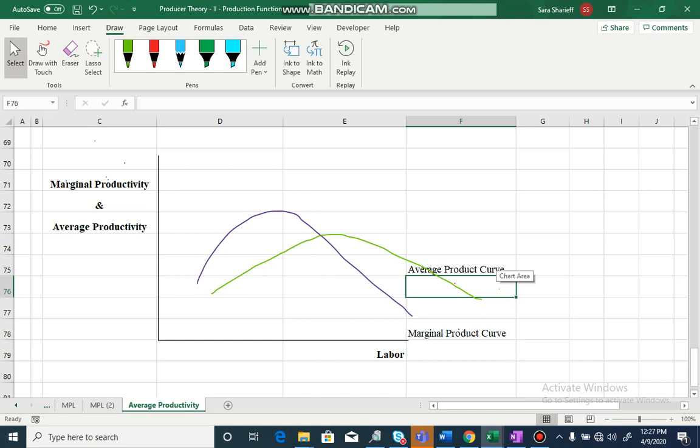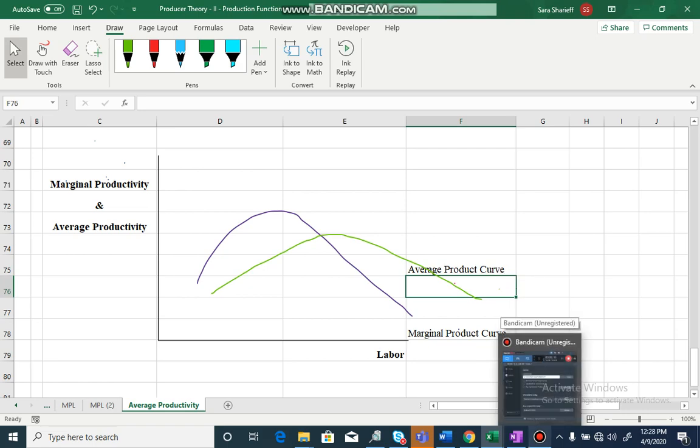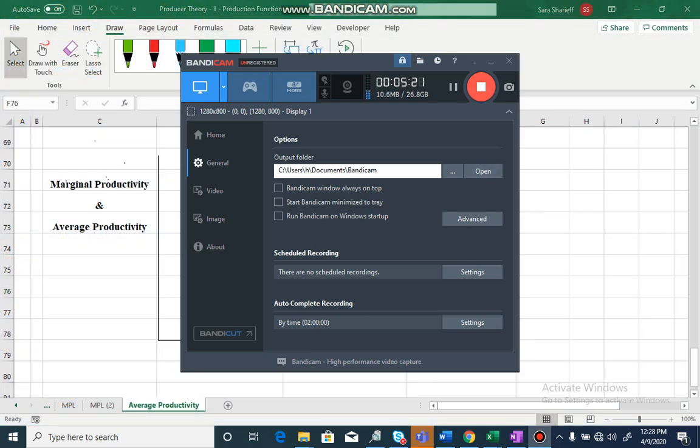This is how you plot the marginal product curve and the average product curve. So we are through with all types of product curves now. Now we need to begin our discussion on cost curves.